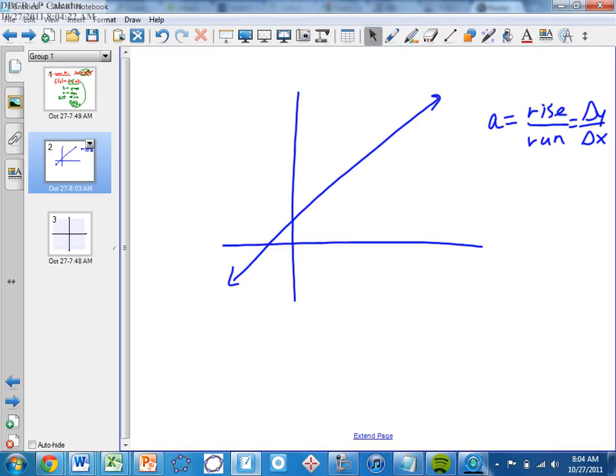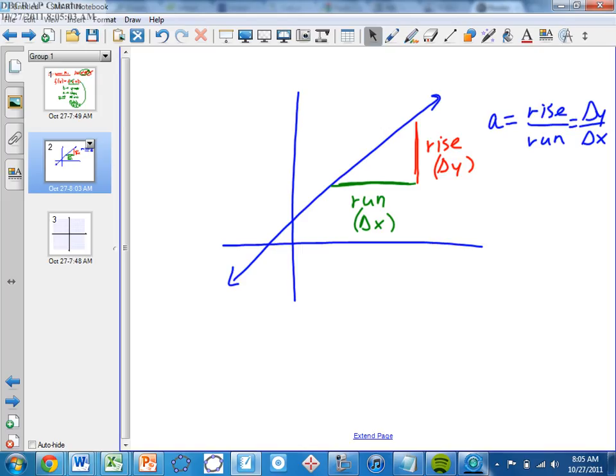So here, this is my run. This is my rise. The rise is also defined as your delta y, or the change in the vertical component. The run is defined as delta x, or the change in the horizontal component. It is important to understand the words vertical and horizontal are synonymous for y-axis and x-axis, or dependent variable and independent variable. So again, our slope measures the steepness of the line.